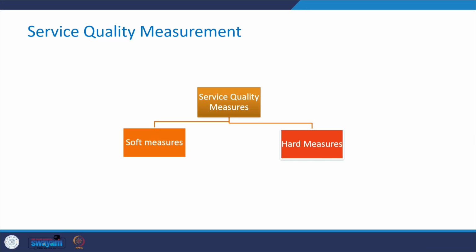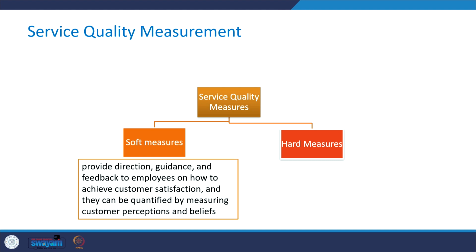So, in this session, let's try to understand the Servqual and other service quality measurement tools. Service quality measures can be divided into two baskets. First, soft measures, and then something which is called hard measures. Soft measures provide direction, guidance and feedback to employees on how to achieve customer satisfaction, and they can be quantified by measuring customer perceptions and beliefs, and that is why they are called soft measures.